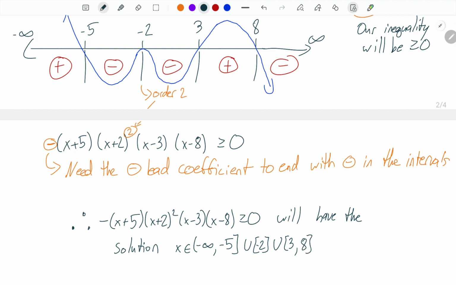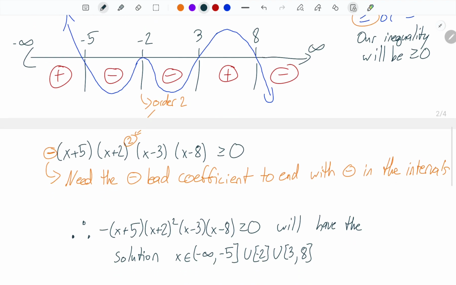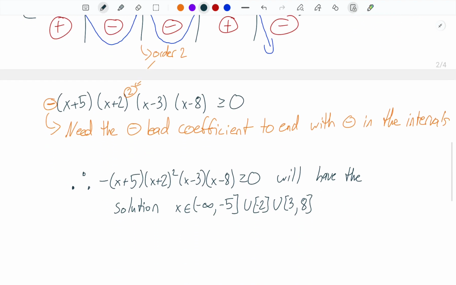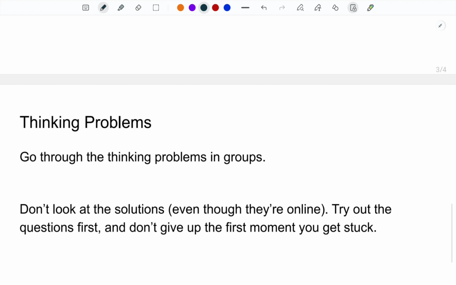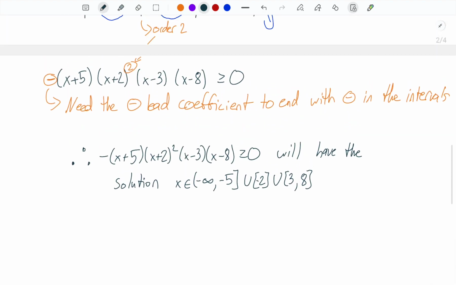All right, and so that's a look at that particular problem. So now you should have on your lesson sheet some thinking problems. So work through those, work on them in groups, try them out. Don't just look at the answers that are going to be posted, but do actually try these questions out yourself. And then when you get stuck, keep trying a little bit longer. Then after a certain amount of time, you can look things up. All right, that's a look at just some final things. And make sure to also go through some review and preparation for a test.